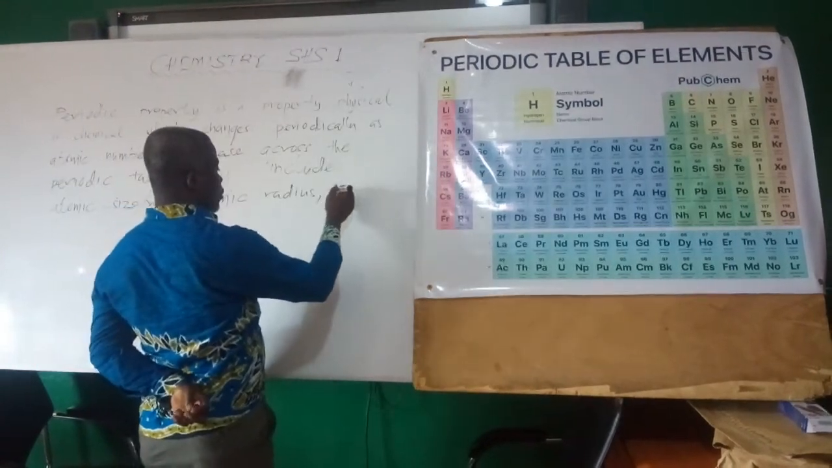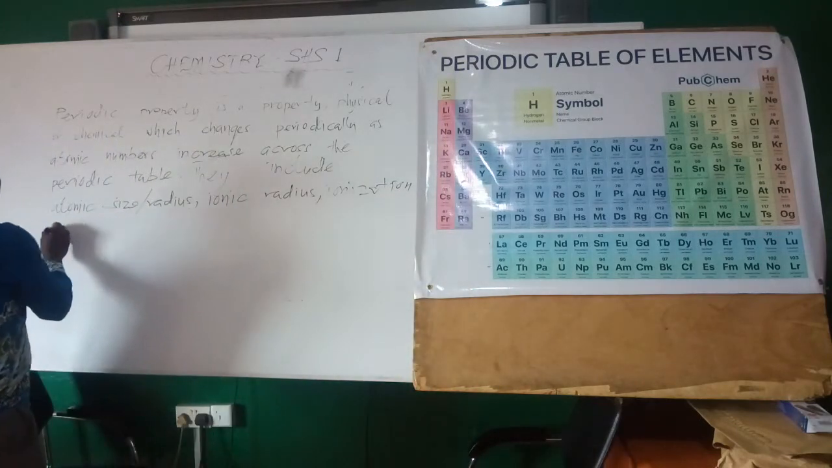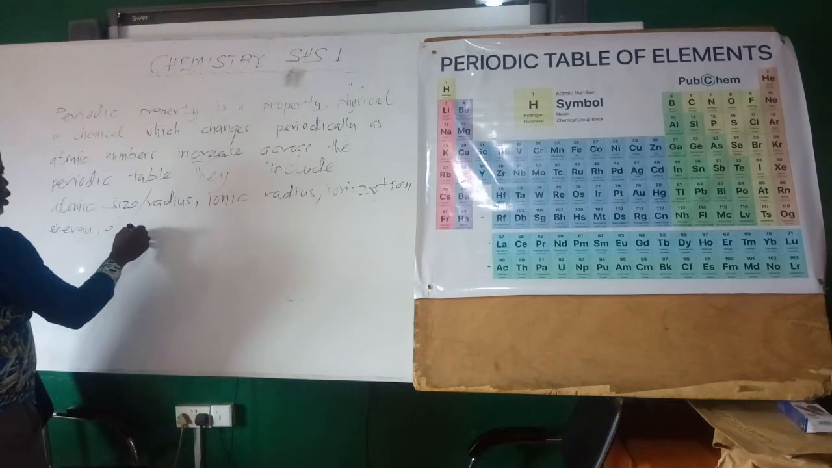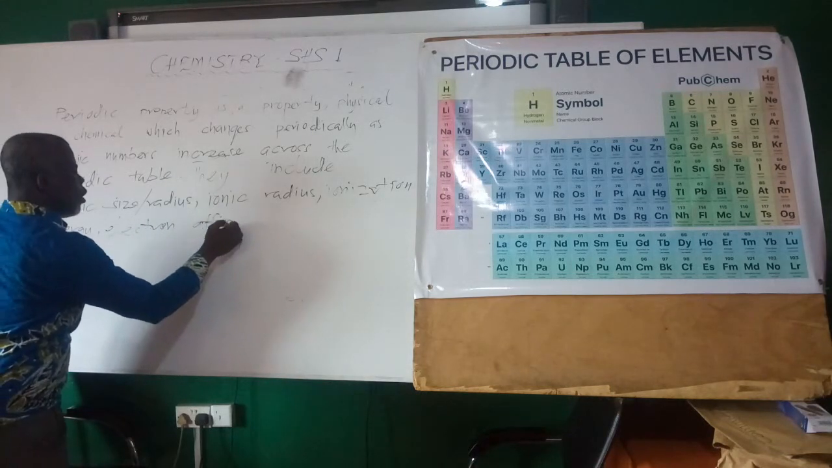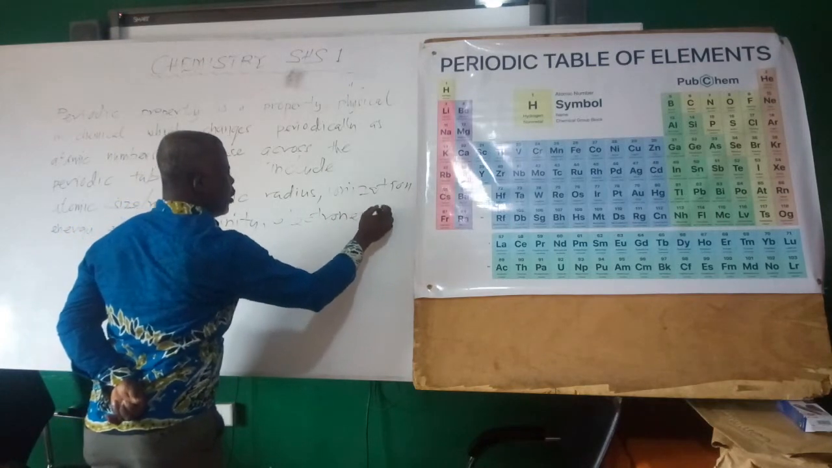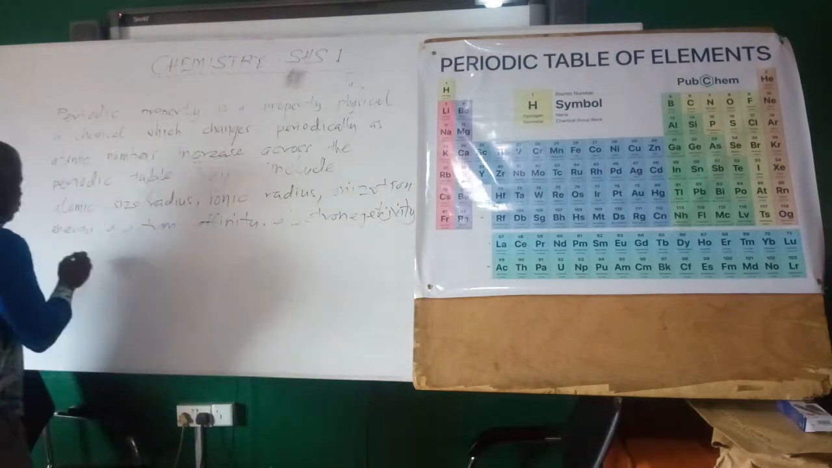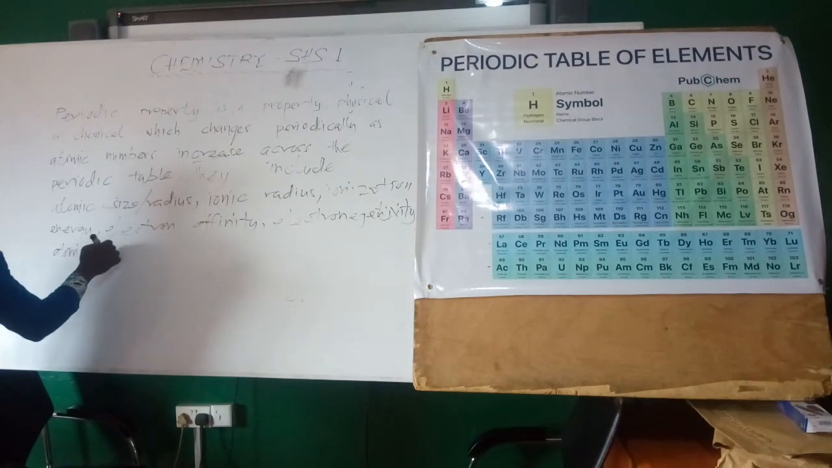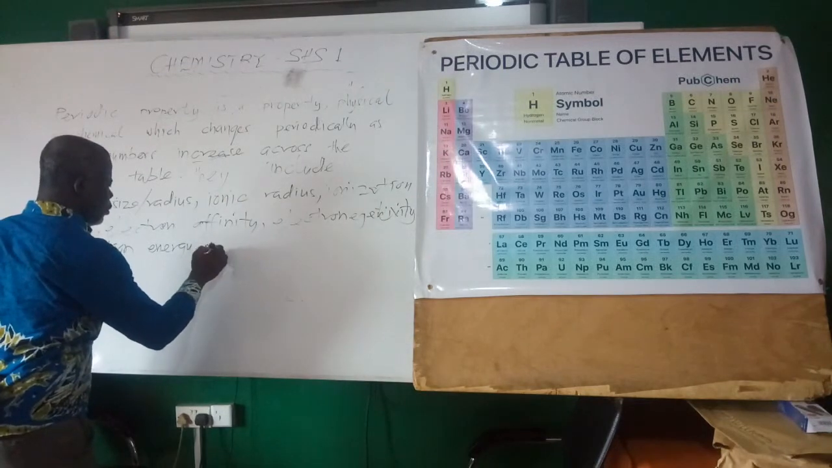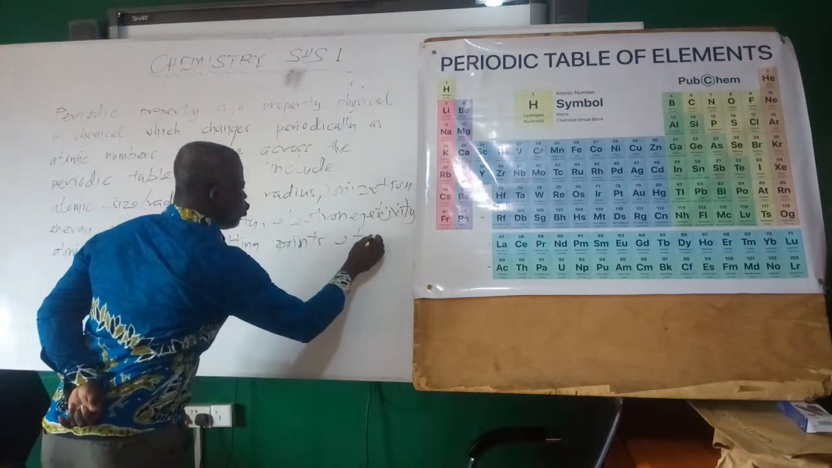ionic radius, ionization energy, electron affinity, electronegativity, atomization energy, melting points, etc., etc.